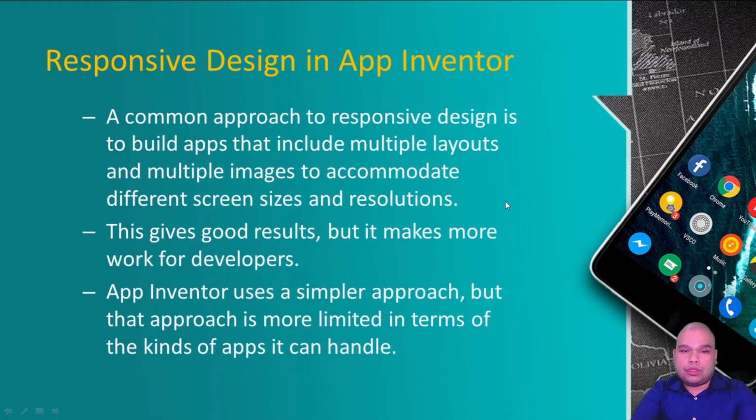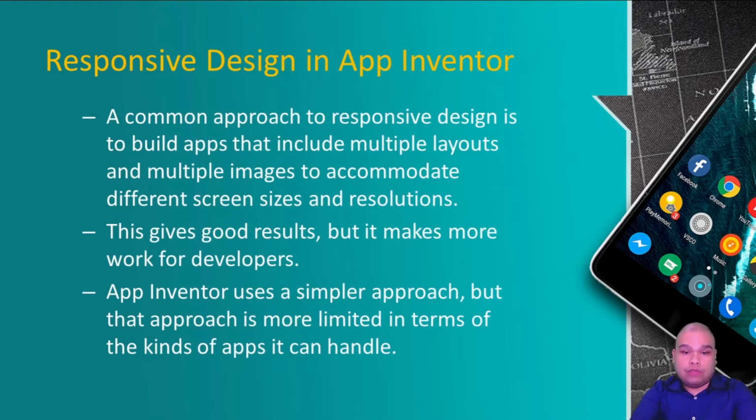A common approach to responsive design is to build apps that include multiple layouts and multiple images to accommodate different screen sizes and resolutions. In this example, you'll be setting conditions that check the size of your screen. If your screen size is small, you should use smaller resolution images. For higher resolution screens, you need to adjust the size of your image, so you'll be using a larger or high resolution image.